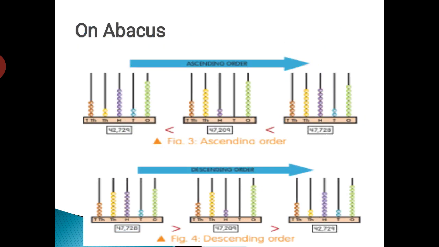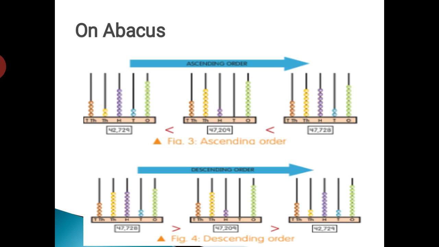So children, here are two examples. There are three numbers. These three numbers are arranged in ascending order. It means first we keep the smaller number and then move to the bigger number. Here, as you can see, the first number is 42,729, then 47,209, then 47,728. So this is the smallest and this is the biggest. That means the numbers are arranged in ascending order, and you can clearly see it from the abacus also.